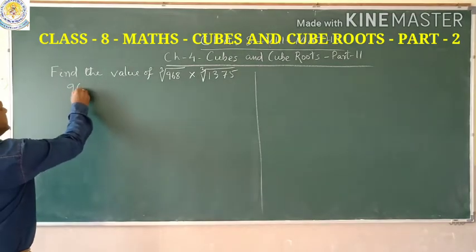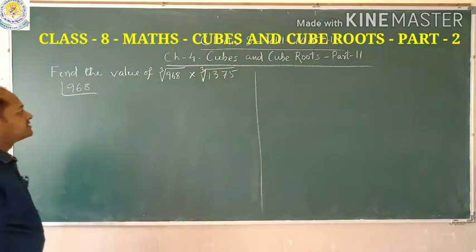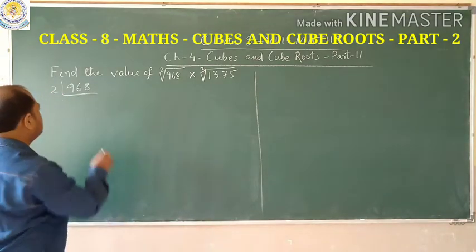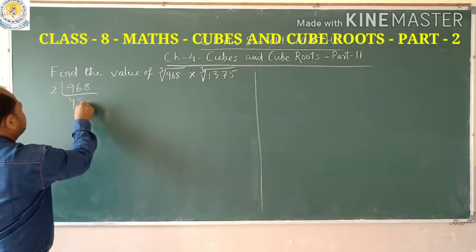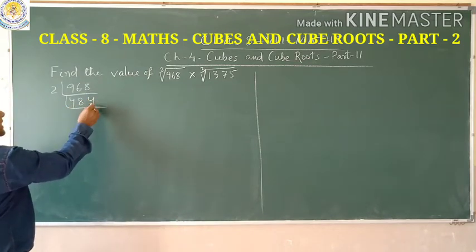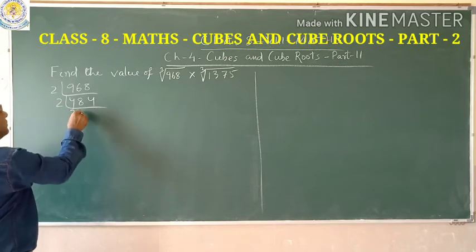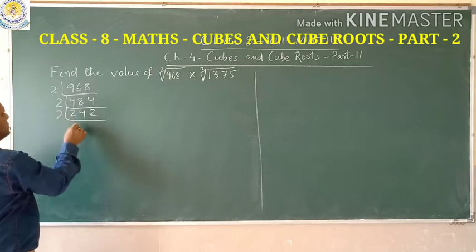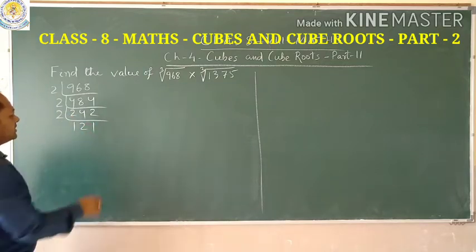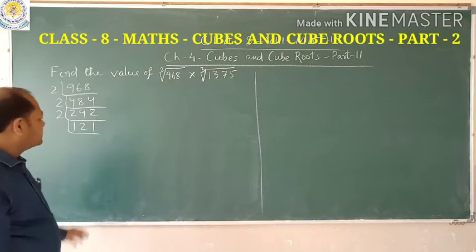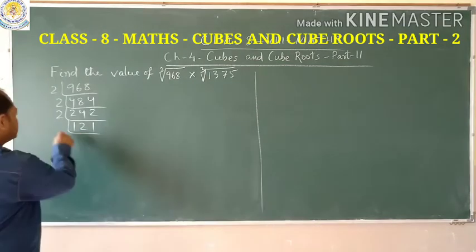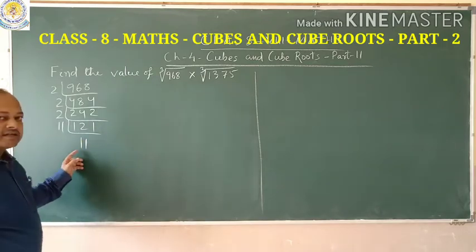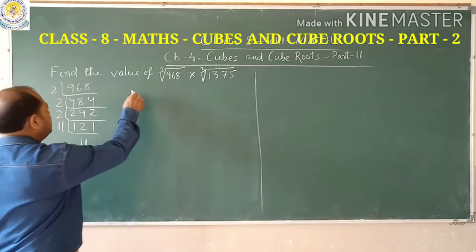So 968. What are the factors of 968? We see here that the unit place is 8, so it is divisible by 2. 2 fours are 8, and we get 484. Again the unit place is 4, so 2 twos are 4, 2 fours are 8, and we get 242. Again the unit place is 2, so 2 ones are 2, 2 twos are 4, 2 ones are 2, and now the number 121 is coming. It is divisible by 11, so let us divide by 11. 11 elevens are 121. Now it is a prime factor, so it stops here.